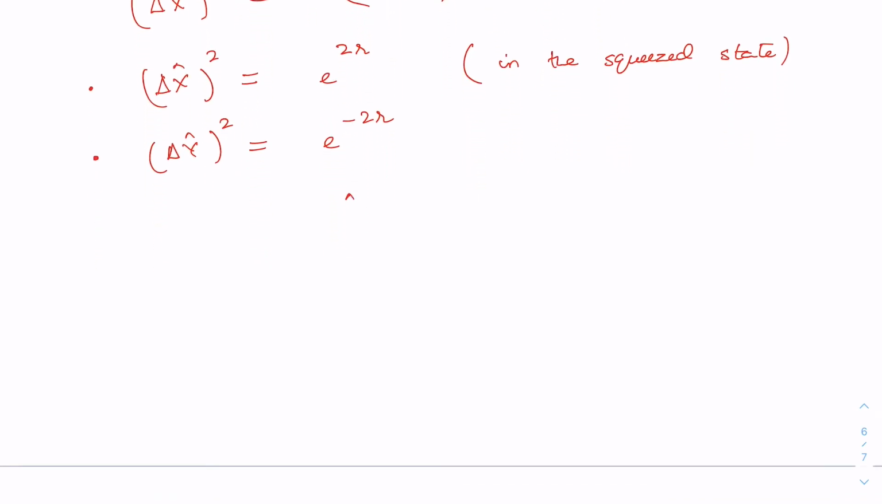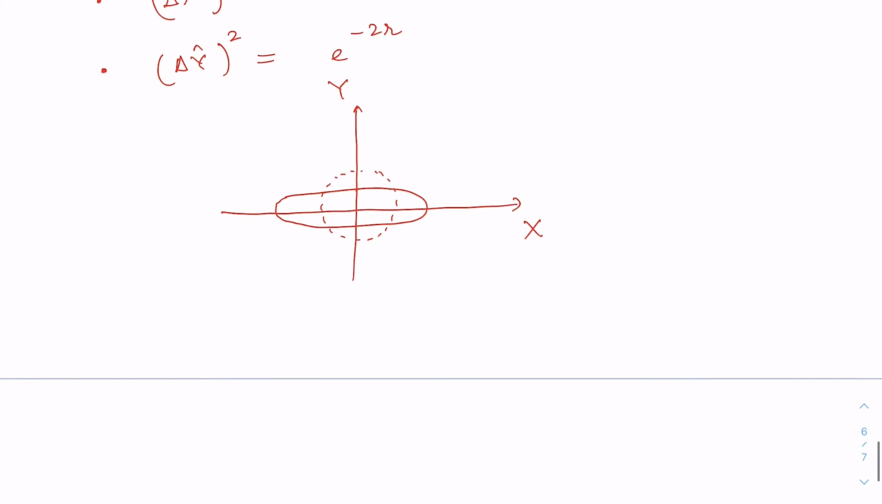We can represent this graphically in phase space. This is my x-axis and this is my y-axis. Initially I had my vacuum state like this. Now after squeezing, the quadrature in x is getting increased, so this is what I get here, and y is decreasing. So you see the y quadrature is getting squeezed and the x quadrature is getting amplified. This is what we mean by squeezed vacuum state.